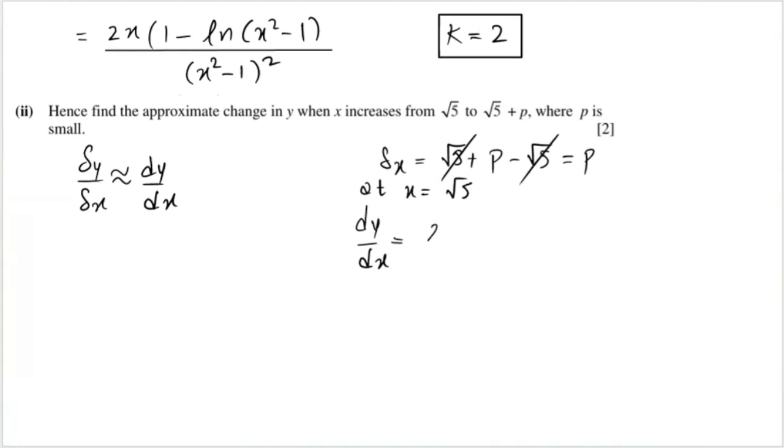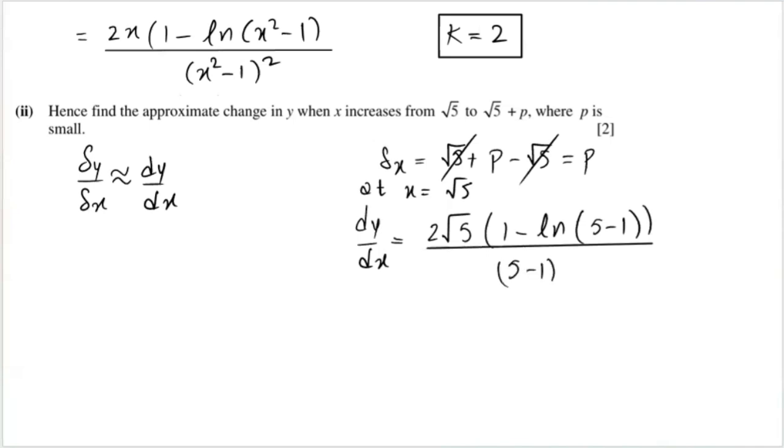So this is going to look like 2 root 5 and 1 minus natural log of root 5 squared is 5 minus 1, and divide the whole thing by 5 minus 1 whole squared. This will give me 2 root 5, 1 minus natural log of 4, divide the whole thing by 4 squared, which is 16. So I don't need an exact value for this one. I can use my calculator to get this value.